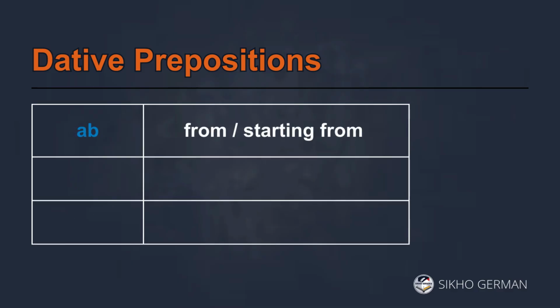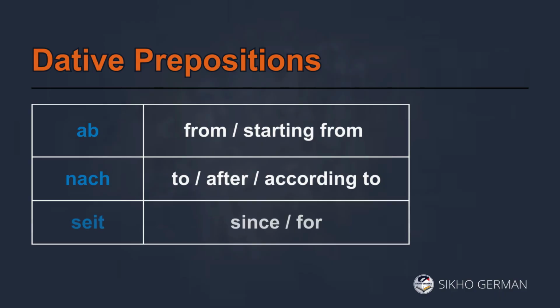Ab, from or starting from. Use this for starting points in time, from next week or starting from Monday. Nach, to, after, or according to. Use this when going to a city or country without article, or after an event in time, or according to someone's opinion. Seit, since or for. Use this for duration of time, since 2020, or for 3 years. This is very important for talking about ongoing situations.